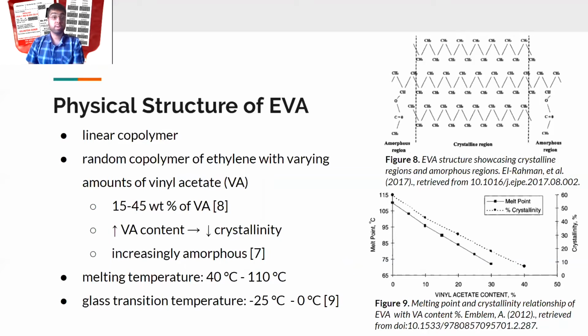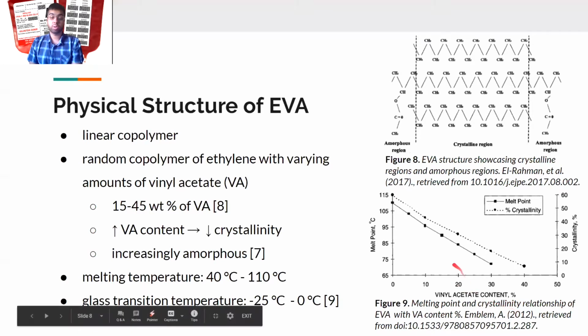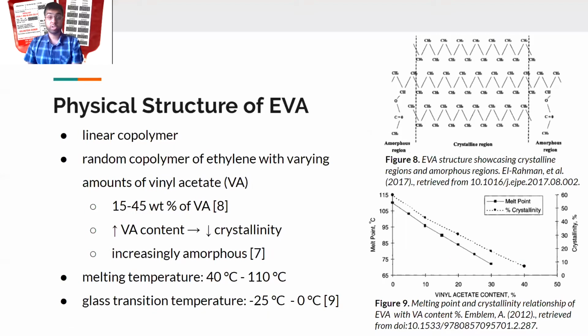Furthermore, when EVA is found to have a higher VA weight percent, the copolymer is generally considered to be increasingly amorphous. EVA's melting temperature is found to be between 40 and 110 degrees Celsius, with increased VA content contributing to lower temperatures. The glass transition temperatures of EVA was found to range from -25 to 0 degrees Celsius, respectively.